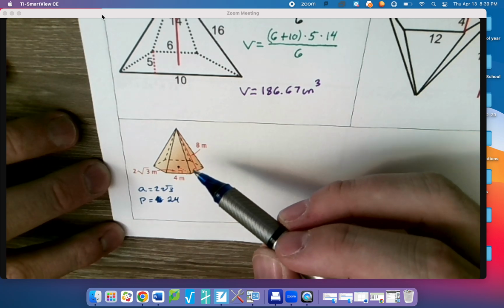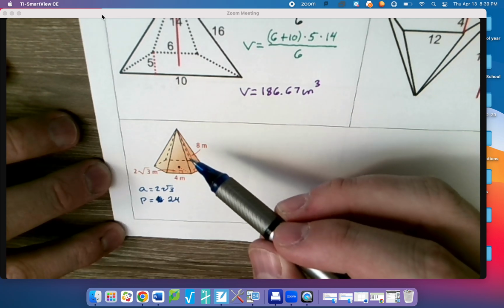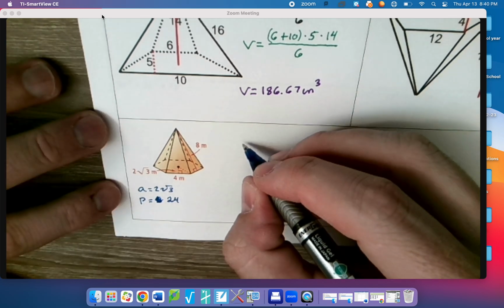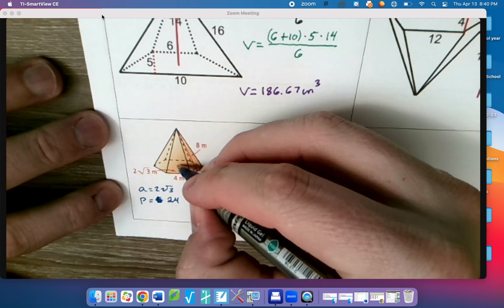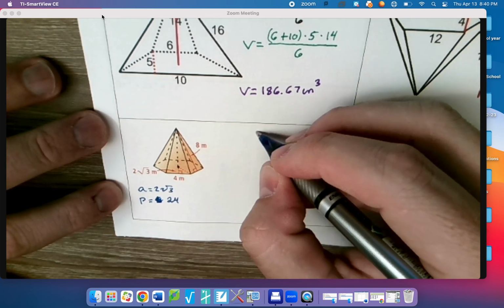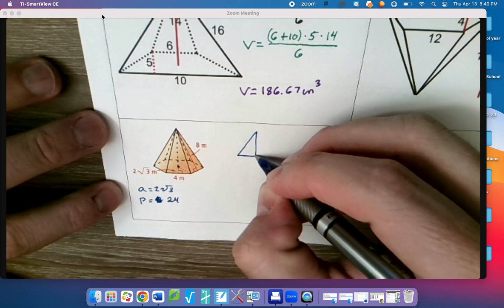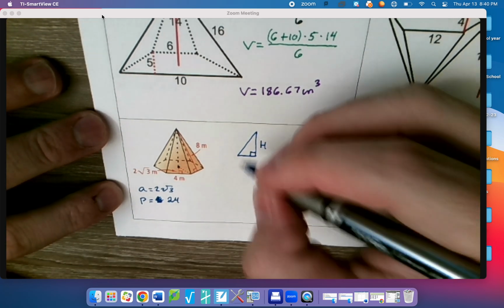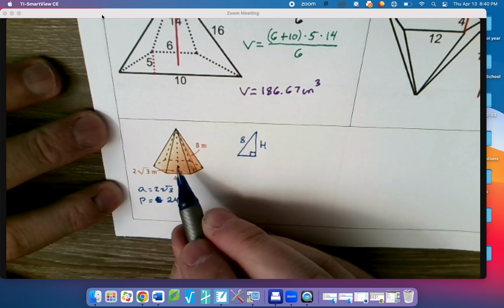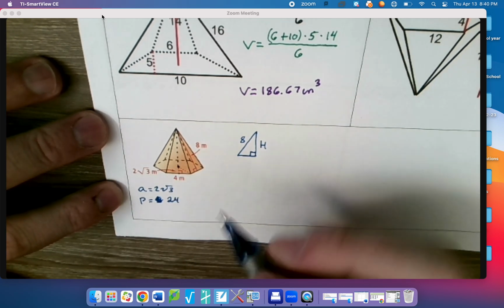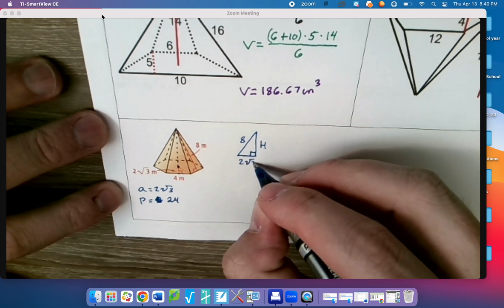But then again, they got us the slant height. Pesky, pesky slant height right there. So we don't want slant height. We want the real height. So the triangle that ends up getting built is our big height right there, slant height of 8, and then the distance from this dot out to the edge right there was 2 root 3.